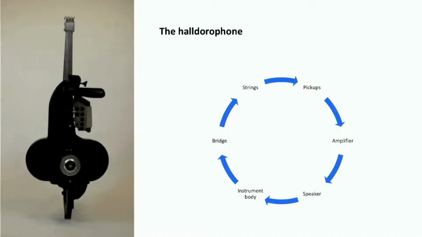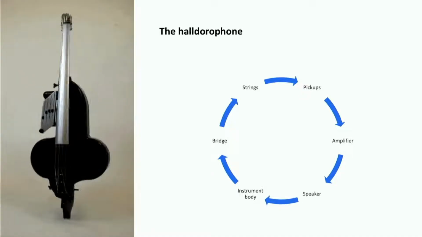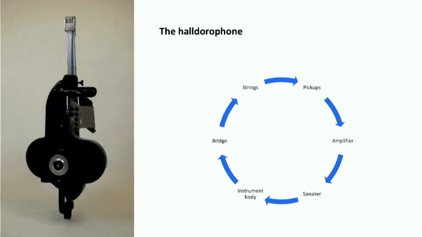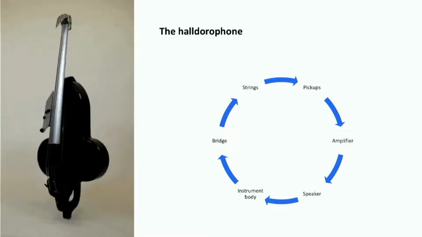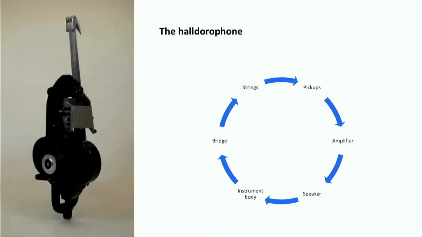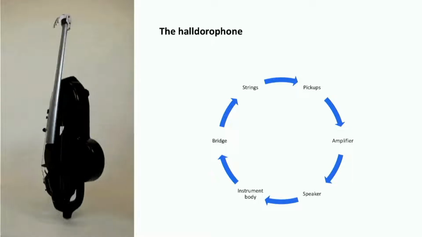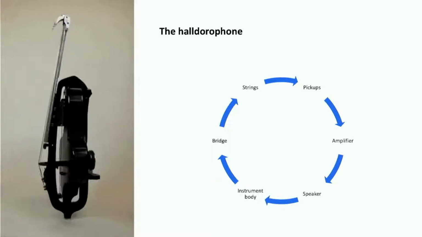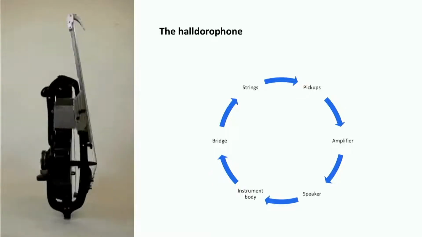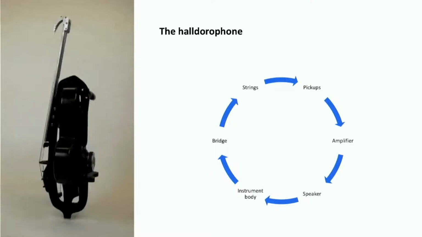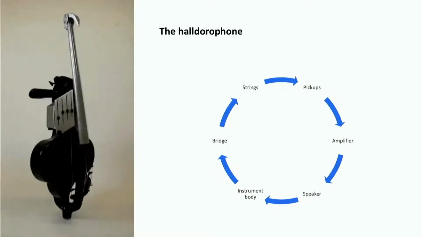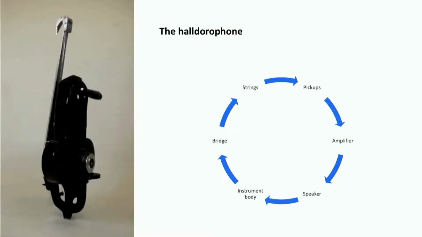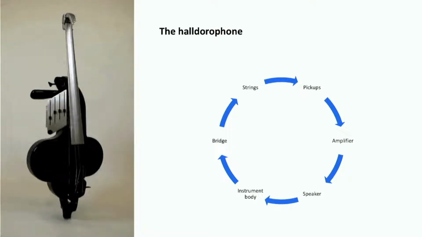So the principle behind the Huldurophone is that there's a speaker in the back of the instrument. That speaker is fed by an amplifier also inside the instrument, and the signal to that amplifier is coming from electromagnetic pickups placed underneath the strings. What that does is that it causes the instrument to go into self-oscillation. The strings start resonating with themselves, and you get this feedback drone instrument.